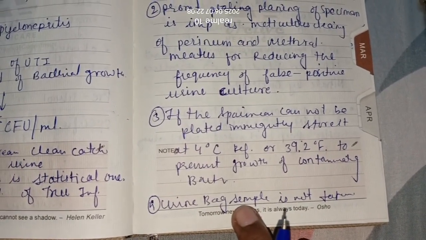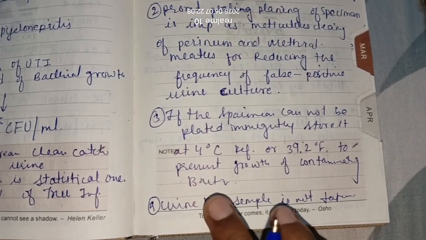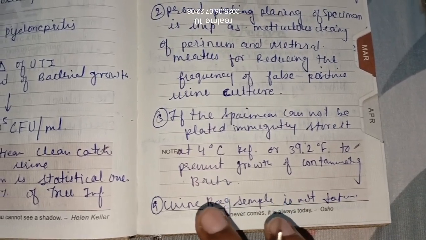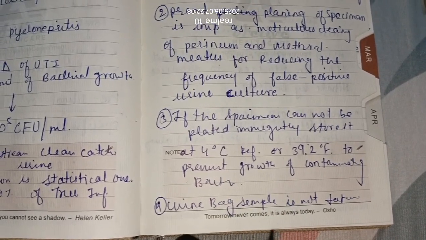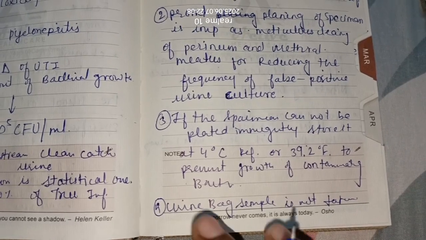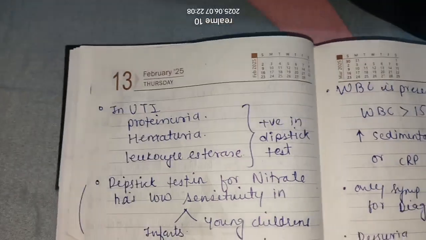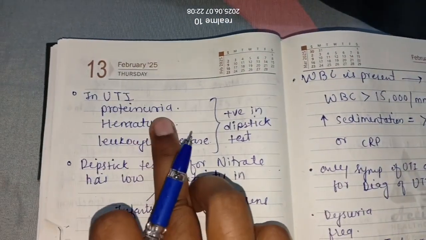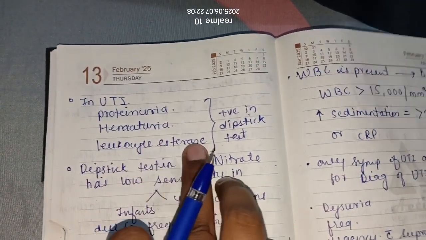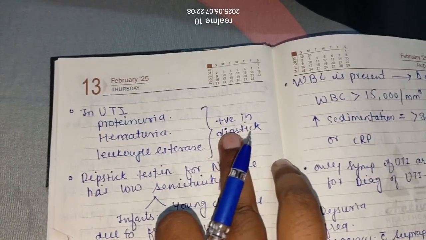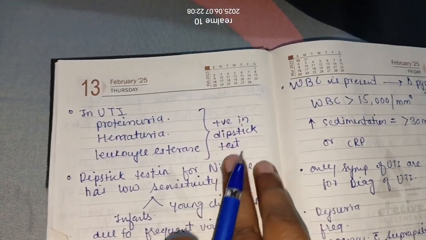A urine bag sample is not sure; it does not give surety about the bacteria, and the urine sample is not perfect for the diagnosis of UTI. In UTI, proteinuria, hematuria, and leukocyte esterase should be positive on the dipstick test.